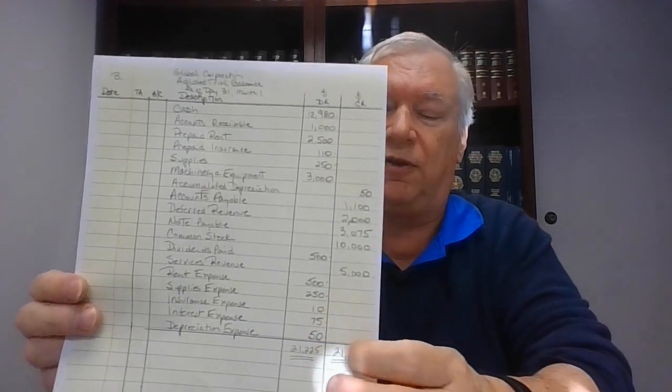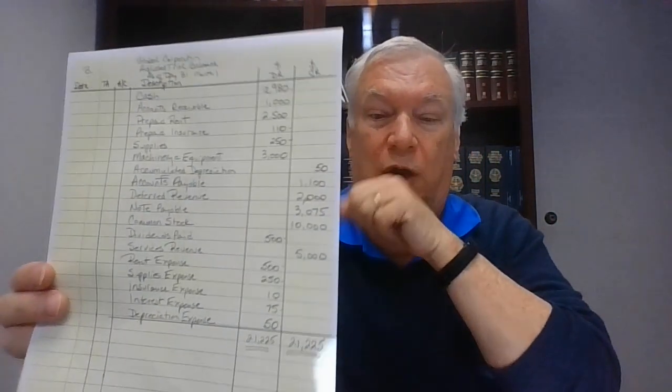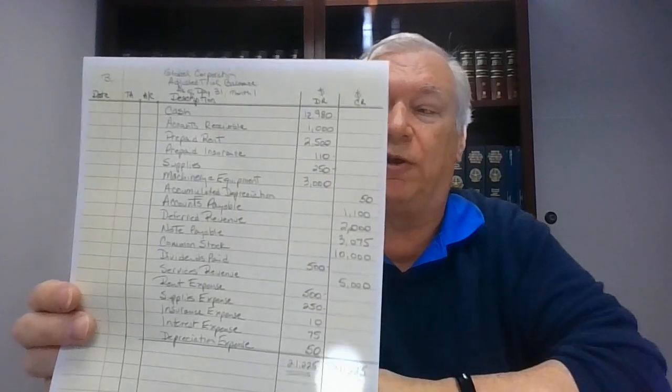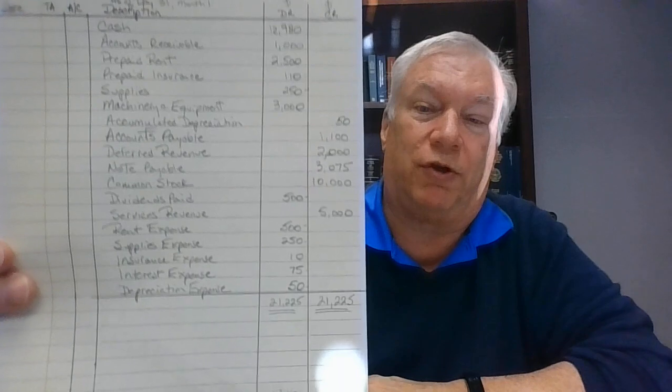Well, these are just hash totals. These don't have anything to do with the financial position of the company. We present the financial position of the company on the financial statements. This is just a proof that we make to make sure our debits equal our credits in our accounting system. So that's what we do with our adjusted trial balance.